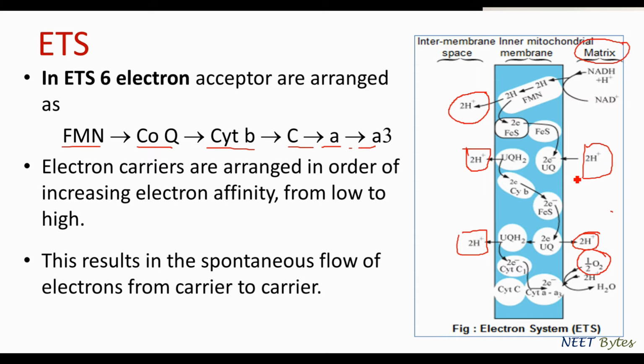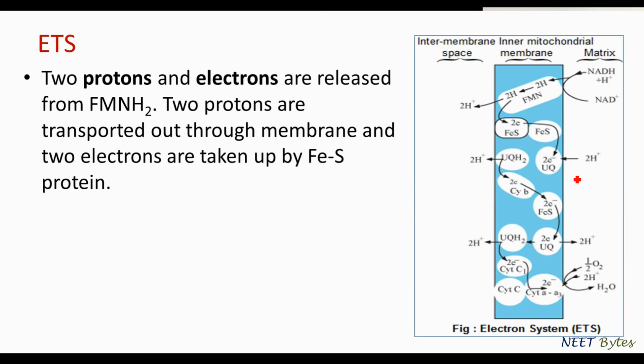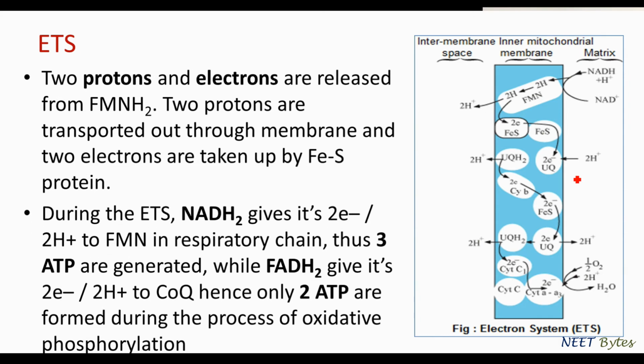So why are they important? The objective is to generate an electrochemical potential difference between the perimitochondrial space and the matrix, so that it will help in the generation of ATP. We will see all these things in Mitchell's chemiosmotic hypothesis, right?